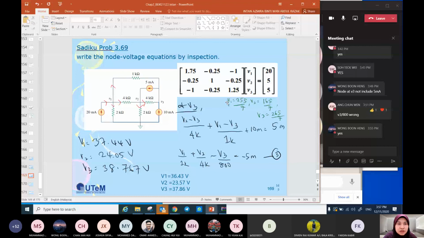This is super mesh because for 5 milliamp is super mesh because this is current source. It is located between 2 nodes. Okay. Any question want to ask regarding this question? Any question? Can I understand or not? Class? You can understand or not? Please say yes or no. Or type yes or no.